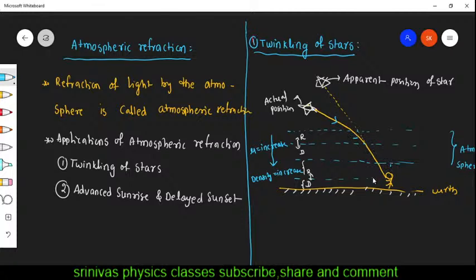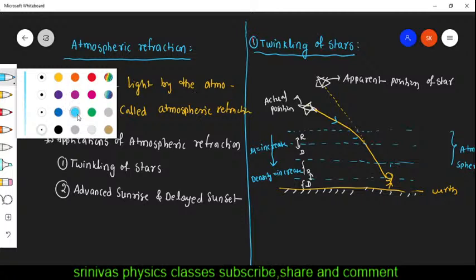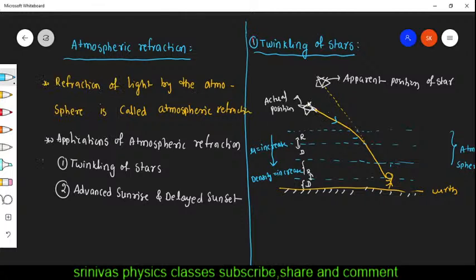This is the clear picture you see. The light is coming from, once again I will explain. You listen very carefully. This is the original position of the star. When the starlight is passing through the different layers of atmosphere, when the light ray is moving from rarer to denser medium, this is the rarer and this is the denser medium.